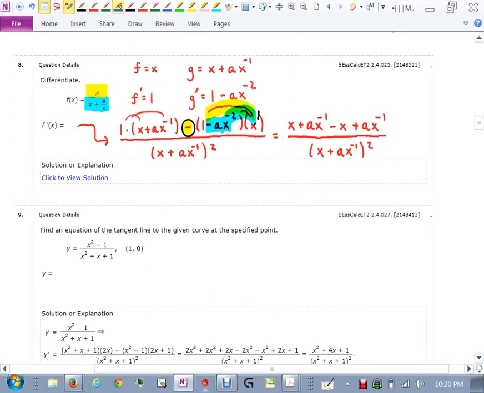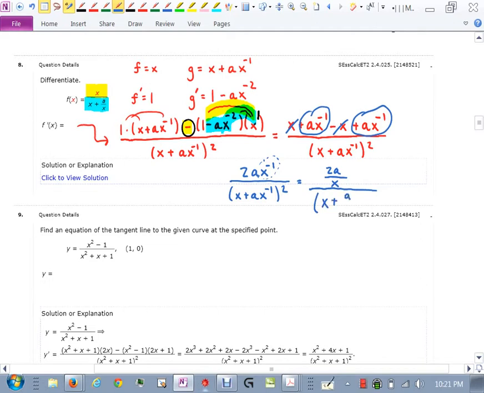Now, oh wow, those x's cancel. Isn't life great? Okay, and now these are exactly the same. We're adding them, so there's two of them. So I have 2a x to the negative 1 over x plus a x to the negative 1 squared. Now, you could write this as 2a over x over. All I did there was rewrite this right here. I dropped that down below the 2a. The denominator I could rewrite as x plus a over x squared. And again, all I did there was rewrite the x to the negative 1 underneath the a.